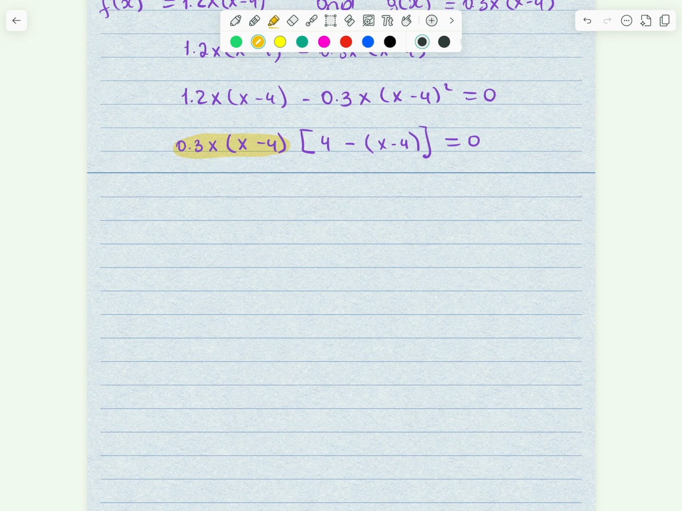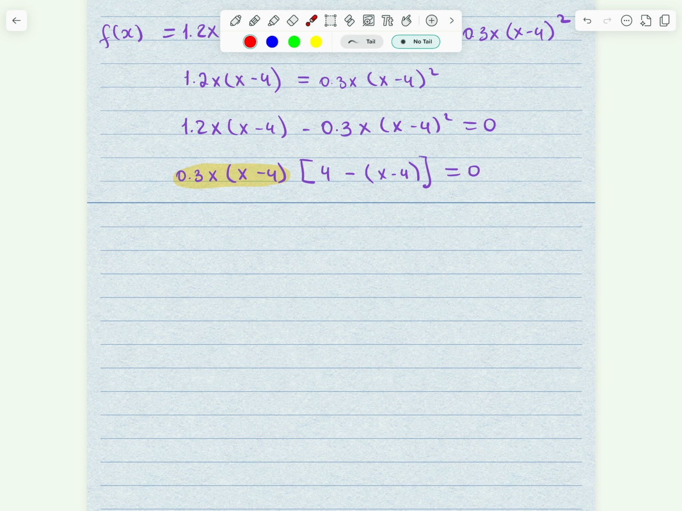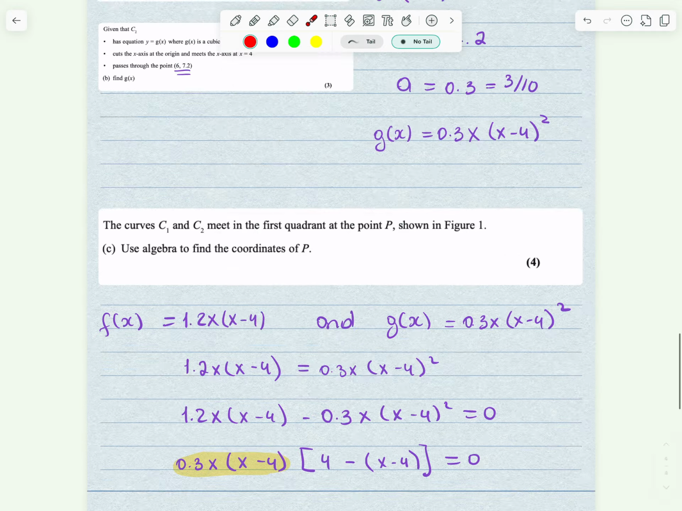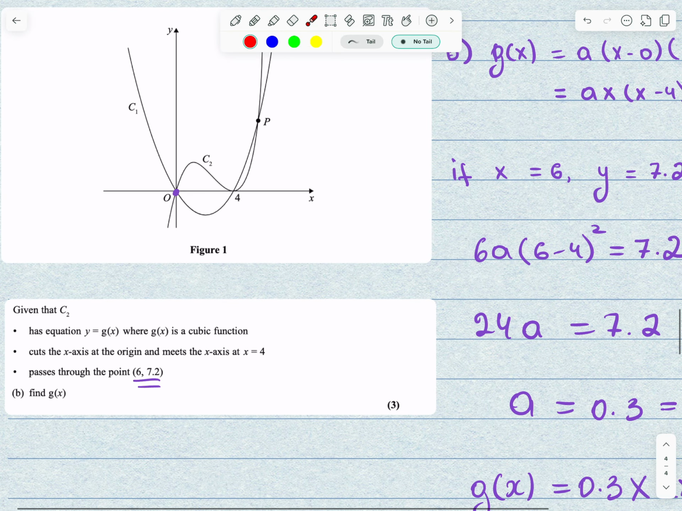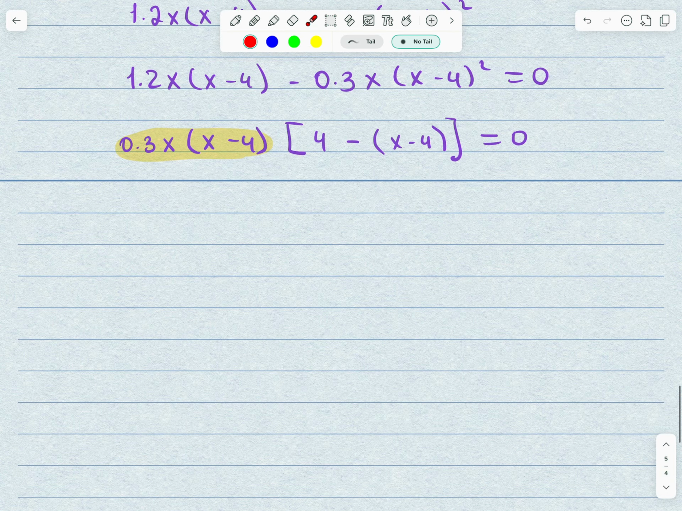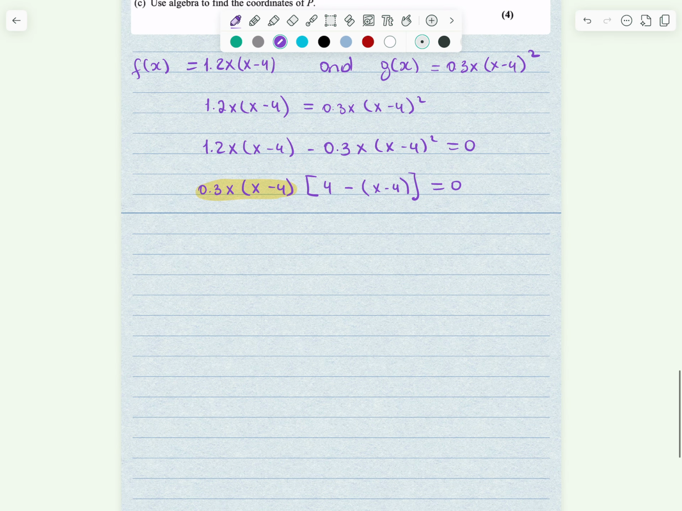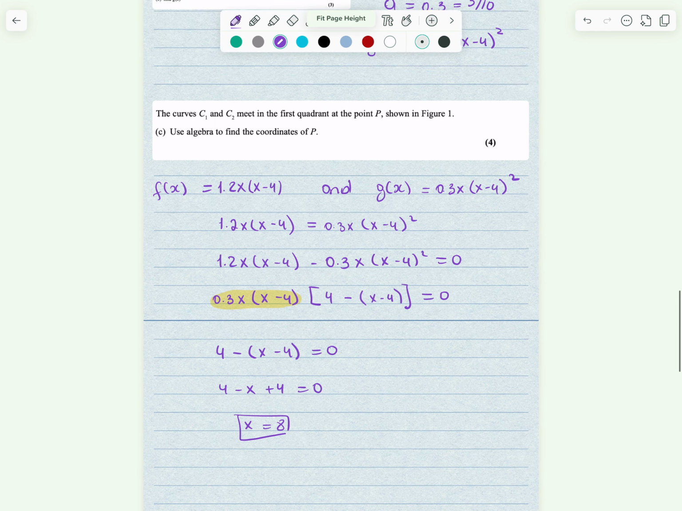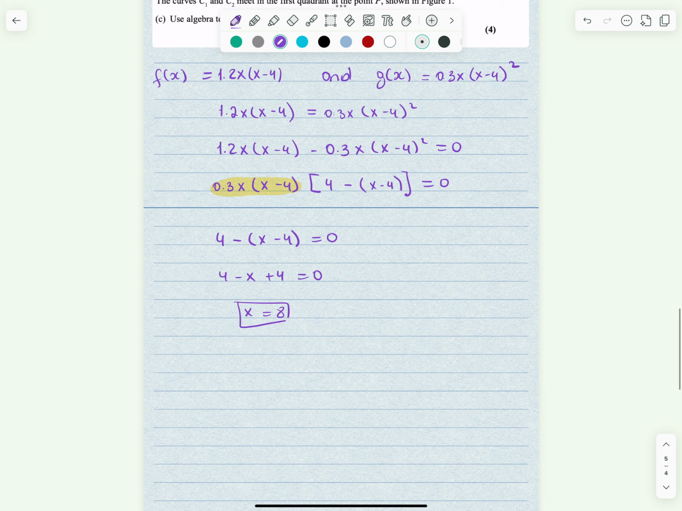I'm not going to deal with this part of the equation at all, because if I equate this to 0, one gives us 0, the other gives us 4, which we already know from the graph. So I'm looking for this point, so that must be the one over here. I'm only going to take 4 minus x minus 4 equals 0. That is 4 minus x plus 4 equals 0, which means x is 8. So I found the x coordinate of this point, but remember they want the coordinates of P, so you are forced to find the y coordinate, otherwise you're not going to get full marks.